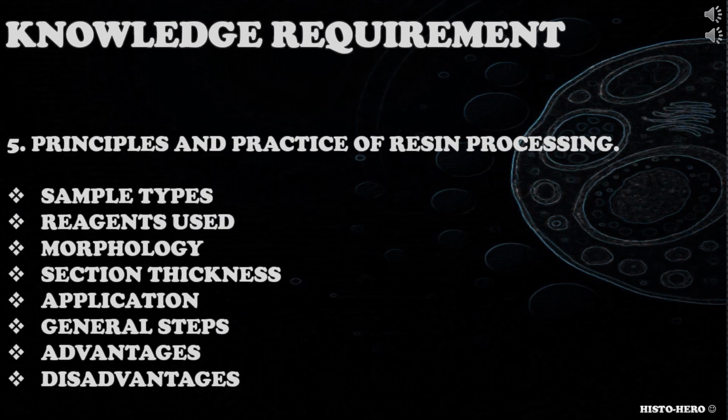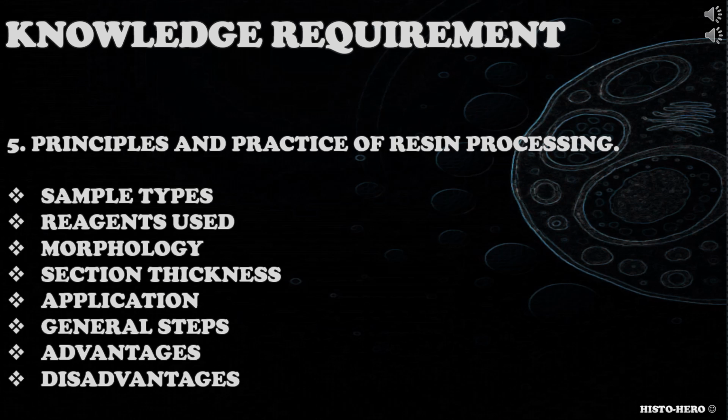The fifth knowledge requirement is principles and practice of resin processing. Candidate needs to have the knowledge and understanding about the principles and practice of resin processing. You could ask the candidate to explain what resin processing is and when would they use it over the traditional wax processing, what the key steps of resin processing are and how do they differ from the wax processing, what the advantages and disadvantages of resin processing are, what types of resins can be used during resin processing.